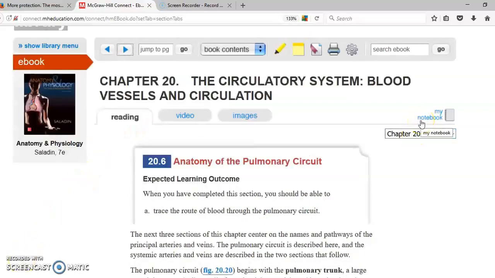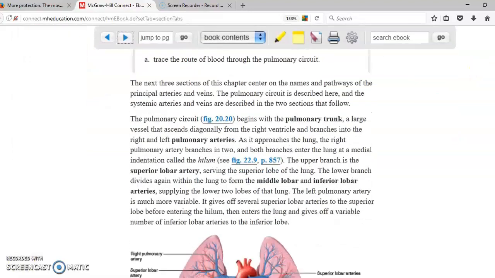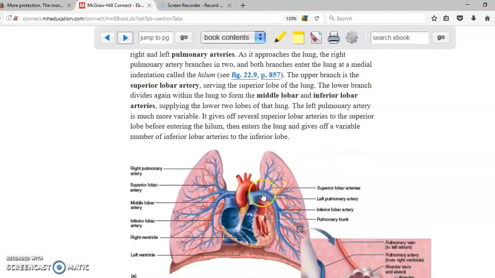Next topic, anatomy of the pulmonary circuit. I think I already spoke about it a lot when we were covering the heart, right? We were saying that we have a pulmonary trunk, 2 pulmonary arteries, and then you have 4 pulmonary veins, 2 from the right side, 2 from the left side.